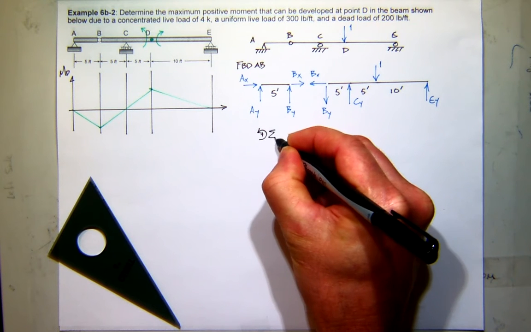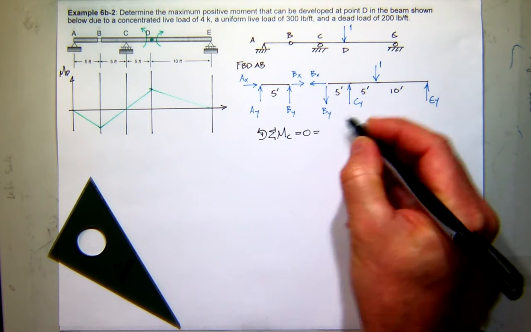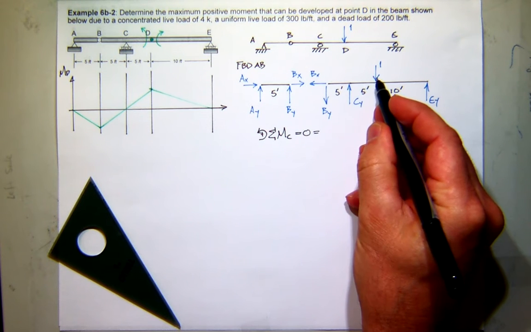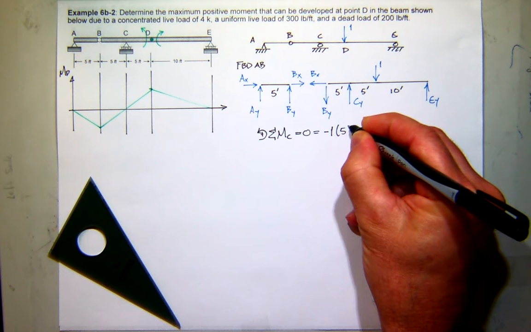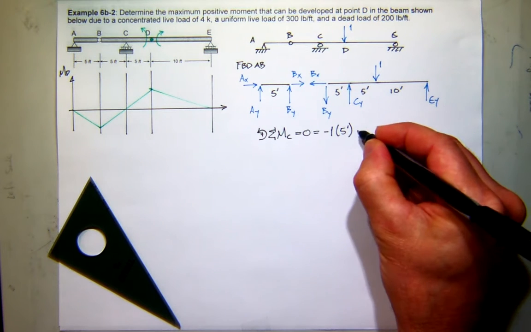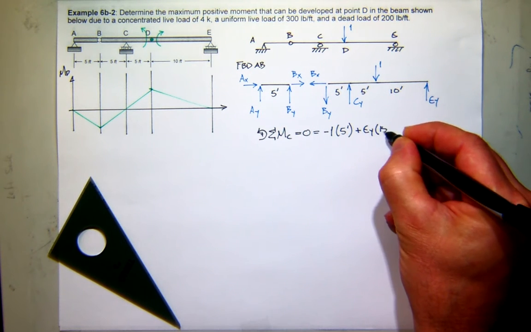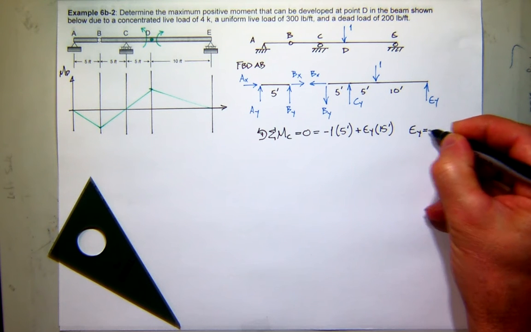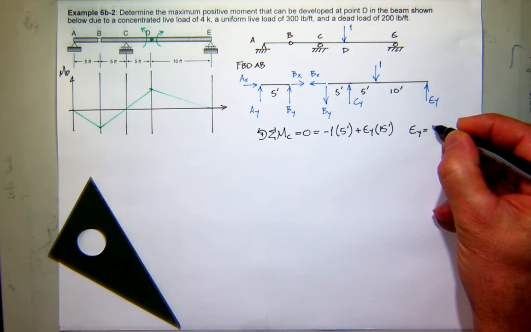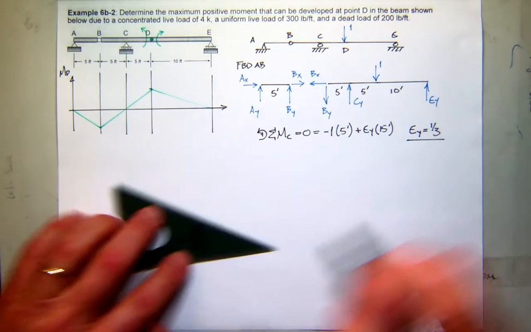So if I sum moments at C, set equal to 0, this force is creating a negative moment with a moment arm of 5. Ey is creating a positive moment with a moment arm of 15. So Ey is equal to, what is that, 1/3? 5 divided by 15? Everybody see that?